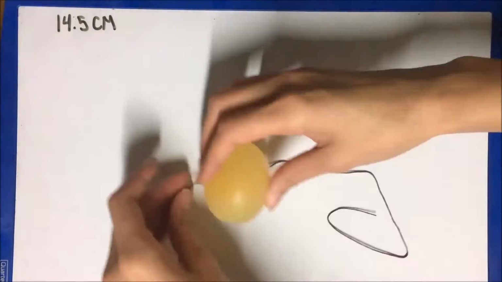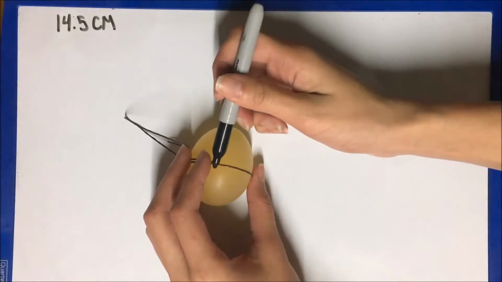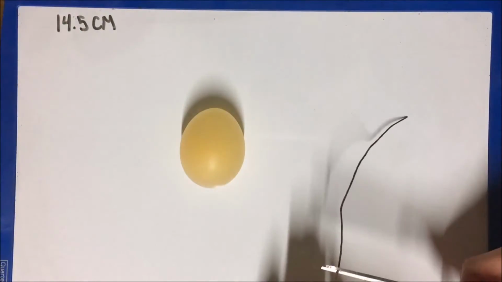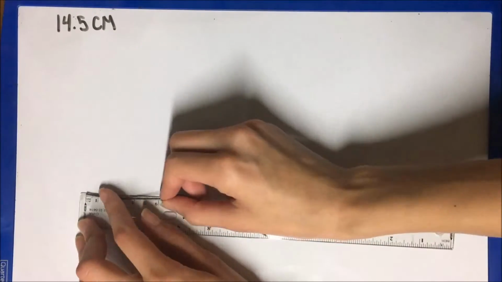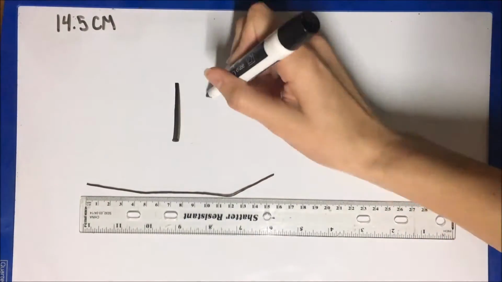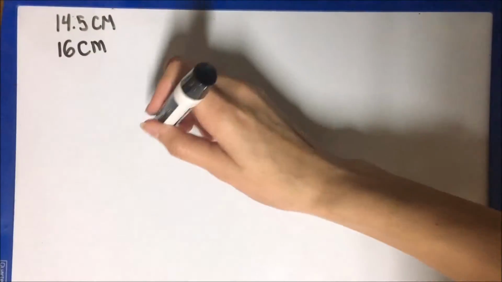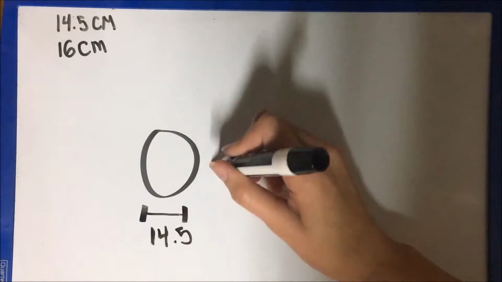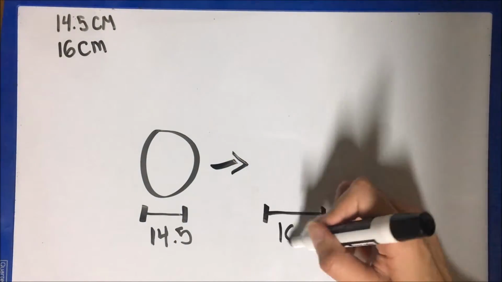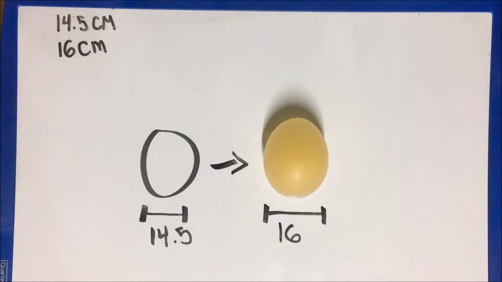From what I can infer, the egg got bigger. To find out if this is true, we must measure it. So I took my string and I wrapped it around the egg one more time. And this time I found out that it did grow, and it grew 1.5 centimeters, giving us a whopping 16 centimeters. This indicates that the vinegar is a hypotonic solution. There is more water in the vinegar than there was in the cell, making the water move into the cell, causing it to grow bigger.